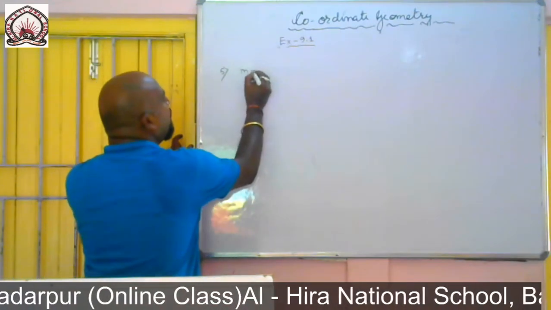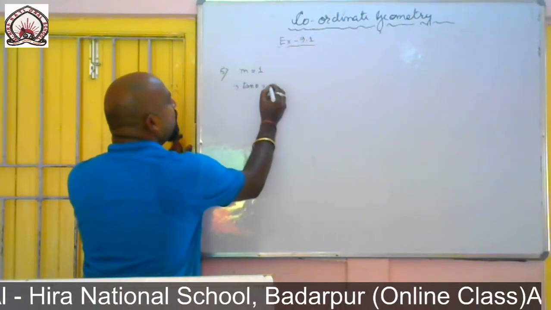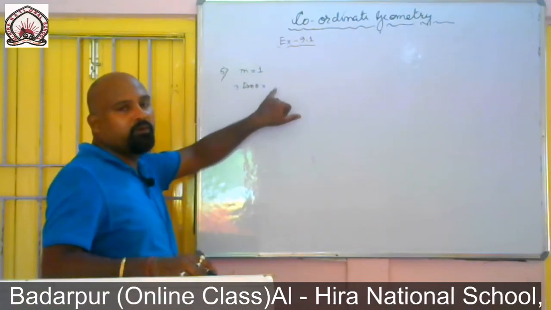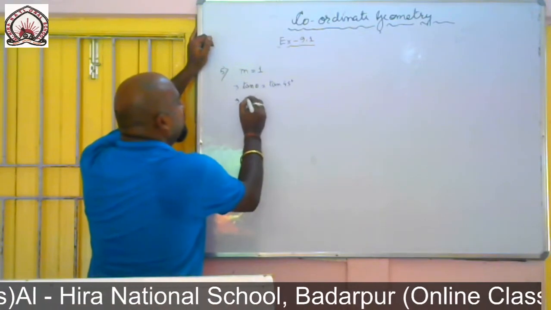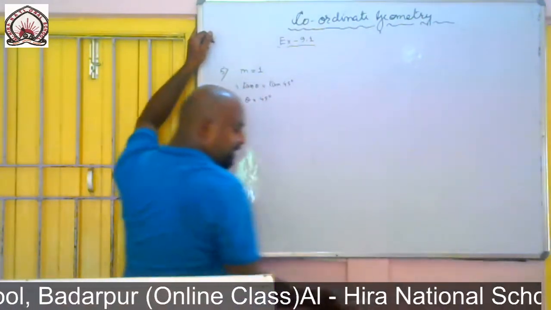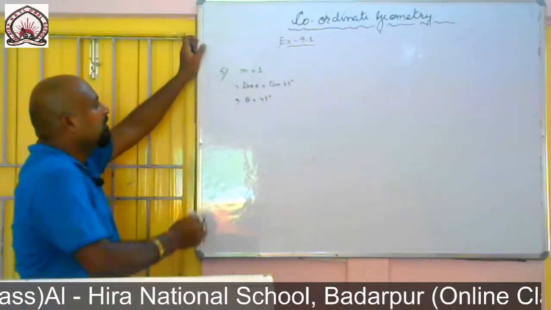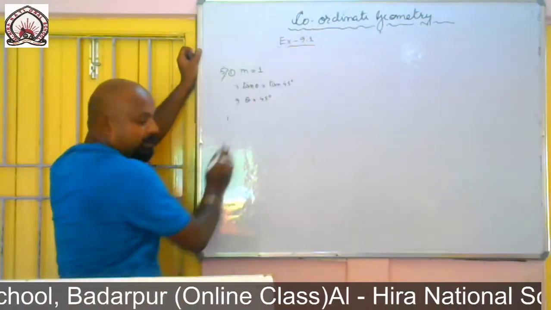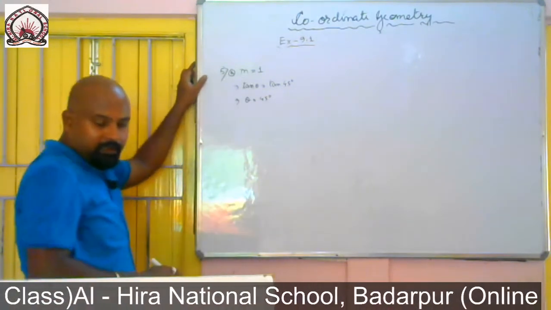Now m equal to 1. We know m equals tan of the angle theta. So 1 equals tan of what degree? We know 1 is tan 45 degree. Tan 45 degree implies theta equal to 45 degree. This is about part A.